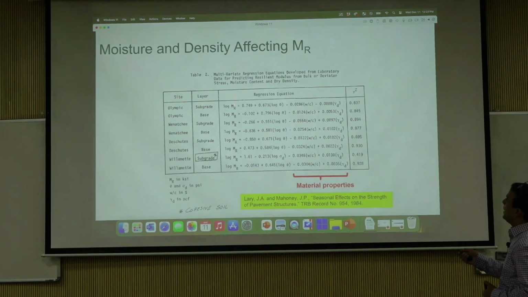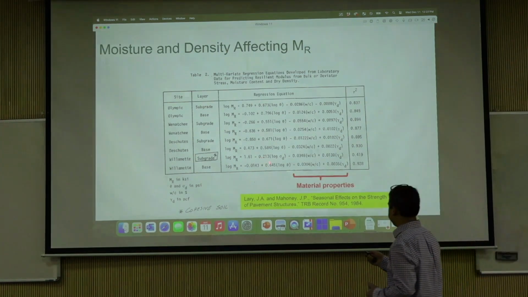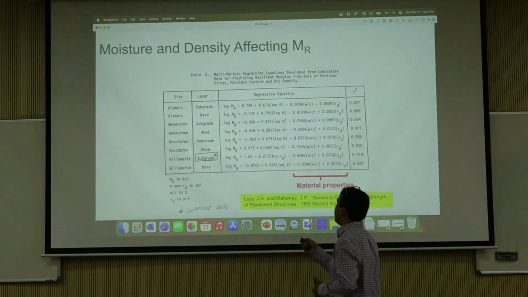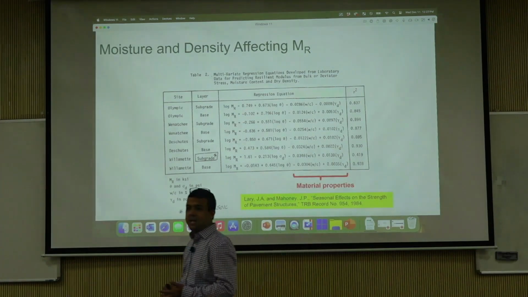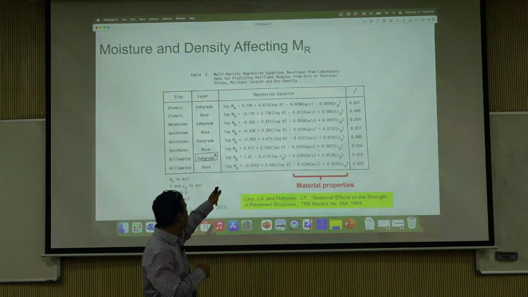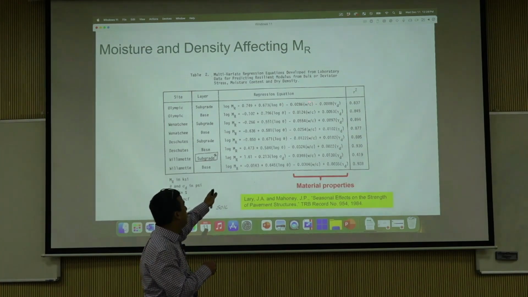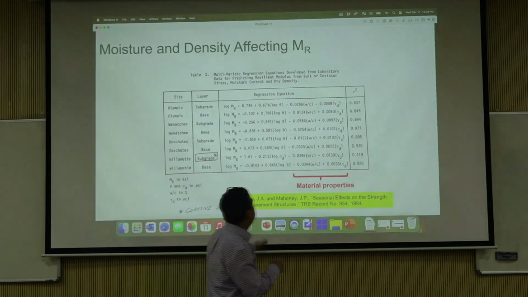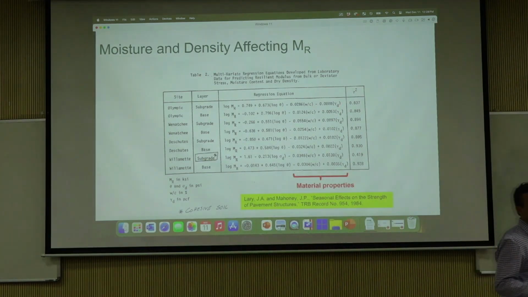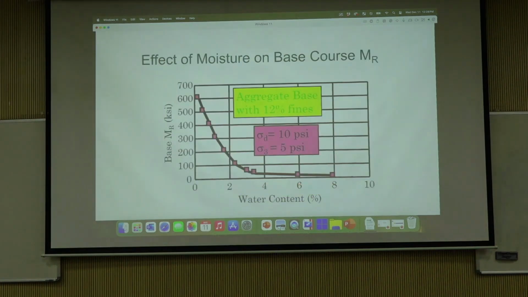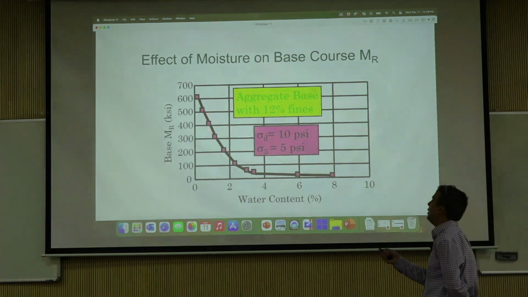Again, for different materials, these are extremely carefully developed empirical correlations. Yes, these are absolutely empirical, but they now include water content and dry unit weight, whatever they have found. It's not really purely mechanistic, but there is also a theta effect. This is actually from one of our studies at Illinois.